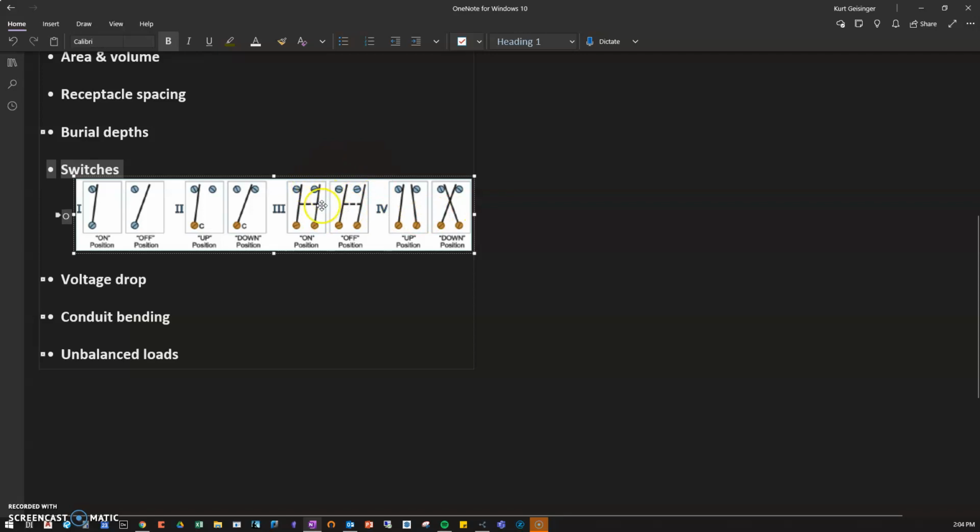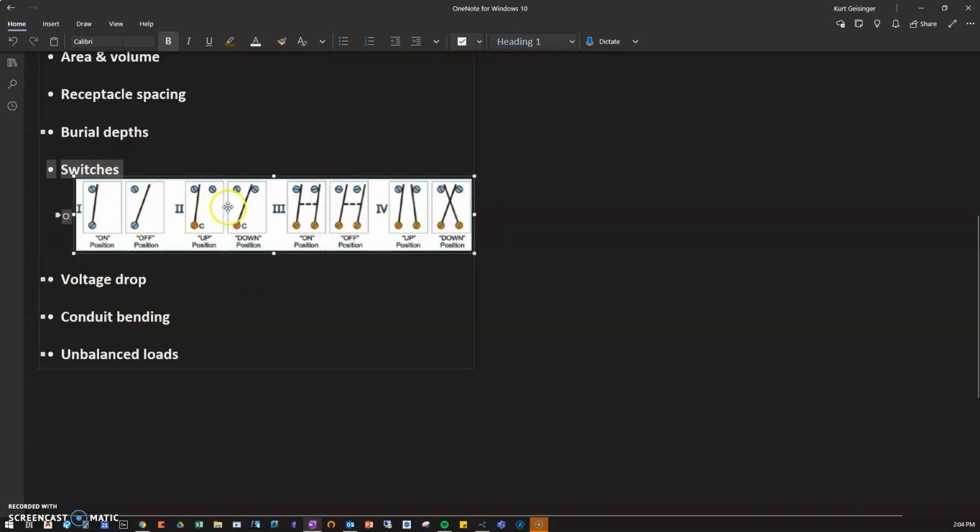Then the last one is your double pole single throw. So we have, again, 2 in, 2 out. We have 4 screws for connection of conductors. But in this case, we do have that true on or off. On, off. This one we're going to refer to as a single pole.